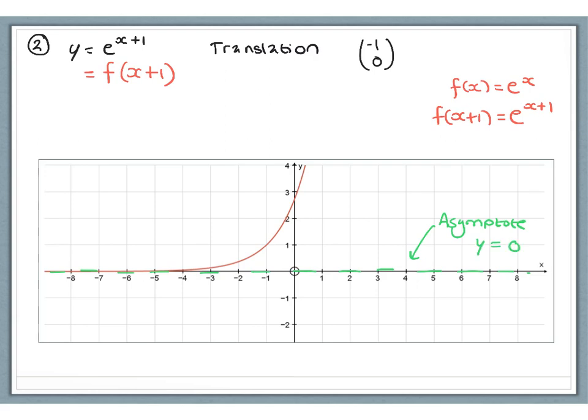Now what has changed is the y-intercept is no longer 0, 1. If we take this function here and we allow x to equal 0, then y would become e to the power of 1, or simply e. So this point here has coordinate 0, e. And you can see, of course, e has a value of 2.718, so the y-intercept is just below 3.